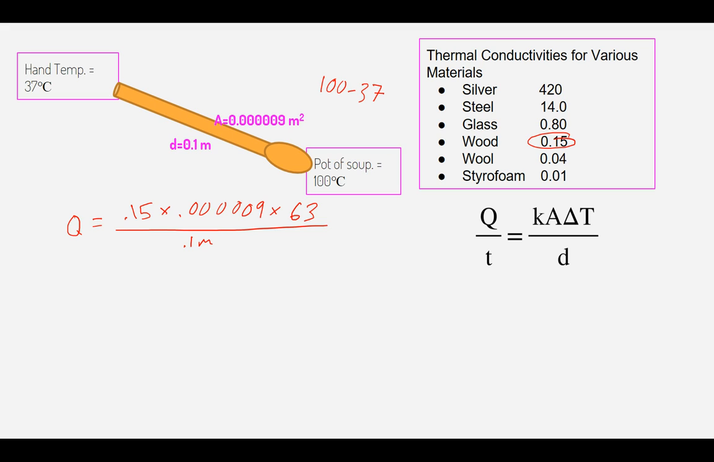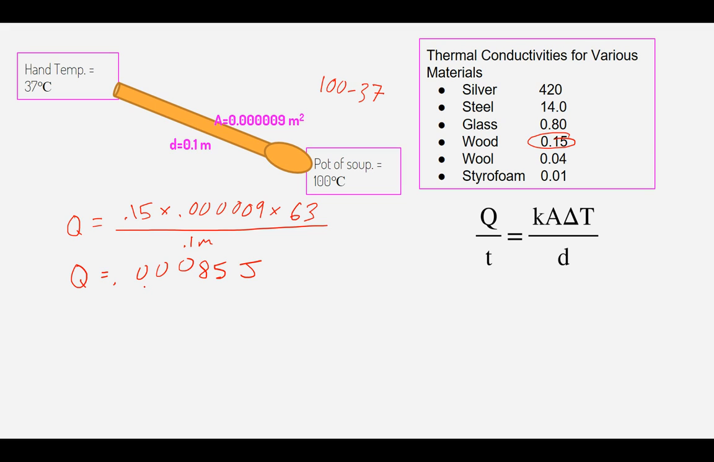And maybe we'll multiply by 60 seconds too to see what that would be. So it's 0.15 times 0.000009 equals, that's a small number, and I'm going to multiply that by 63. And then I'm going to divide by 0.1. And so I get a very, very small number, and it probably should be put in scientific notation. And so we'll show you that. That number is going to be 0.00085 joules. That's what we get for our Q.